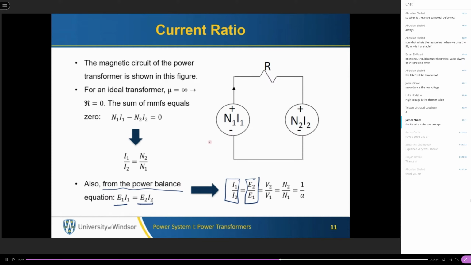Another way to get the current ratio is to draw the magnetic circuit of the power transformer. On the primary, we have this source. This is the magnetic source, which is the number of turns times the current. On the secondary side, also, we have the number of turns times the current. We get the source on the secondary side. The reluctance is 0. We don't have any reluctance because this is an ideal transformer. So the summation of MMFs should be equal to 0. This is like Kirchhoff's voltage law, but we apply it on the magnetic circuit of the transformer. So you get the same current ratio that you get from the power balance equation.